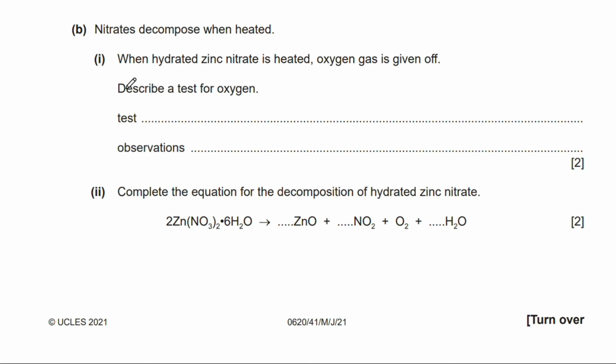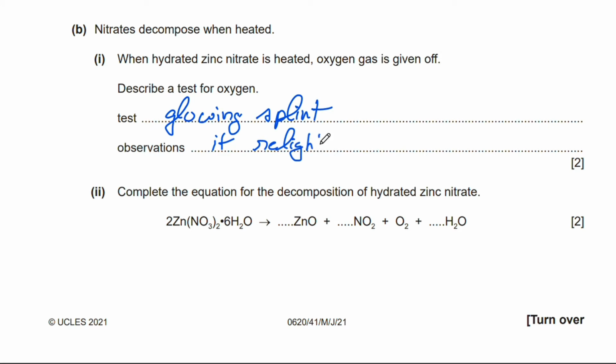Nitrates decompose when heated. When hydrated zinc nitrate is heated, oxygen gas is given off. Describe a test for oxygen. We know that the test for oxygen is if we bring a glowing splint near the test tube containing oxygen, it relights. So what will be the test? A glowing splint. And the observation: it relights.